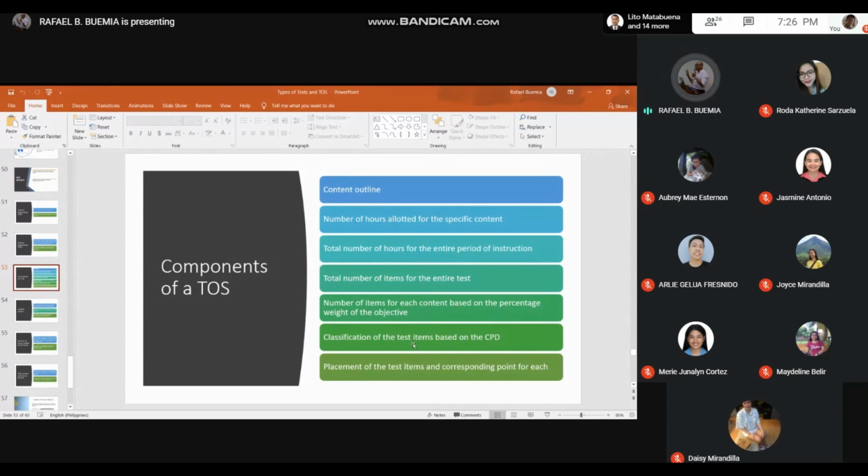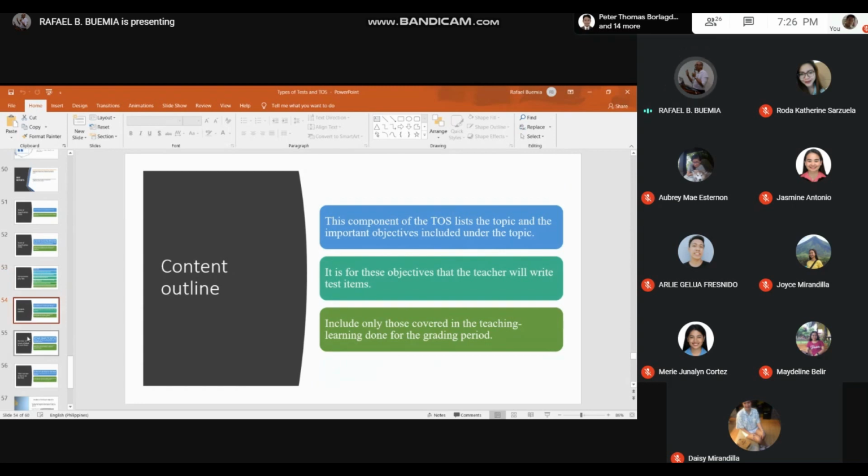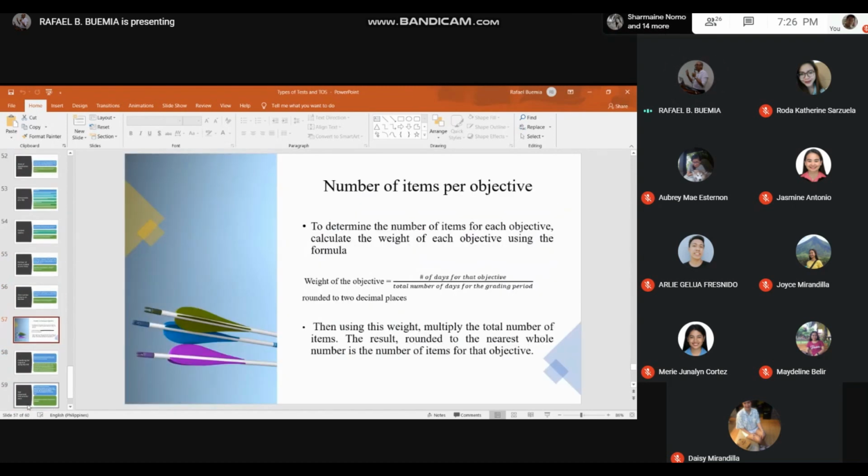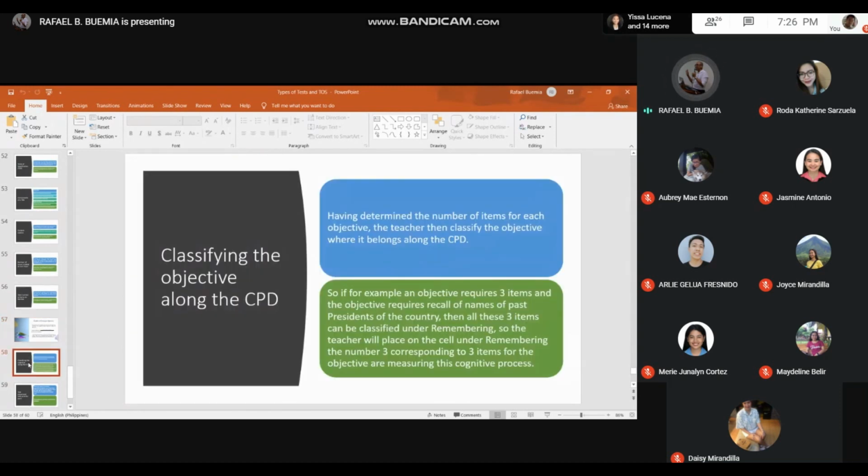Then you need to classify the test item now. The objectives, classify them according to the CPD. Okay? And then you will tell the placement. Where will you place the test? Then, maybe I have it here. And here are the formulas. You can see them. Okay?